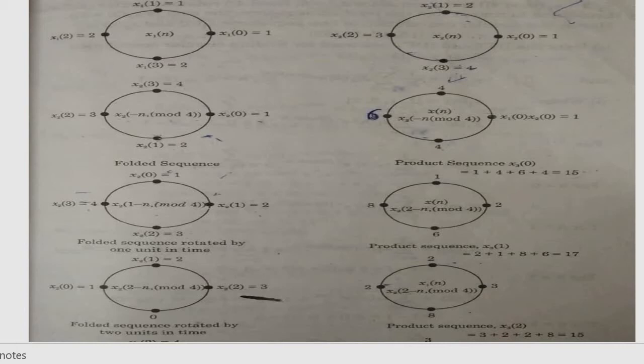This is my first sequence and this is my second sequence. The first step is to fold sequence number 2, so the values 4 and 2 change places. Then multiply the sequences and you will get this result. Multiply these two and you get this one, and so on. Then add these four values and you will get the answer, that is 15.